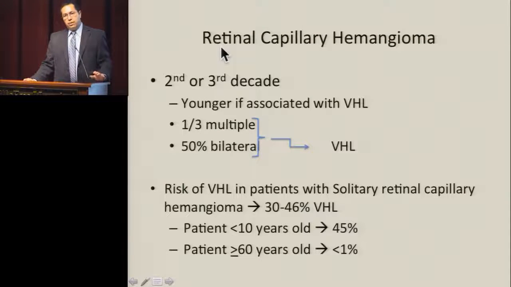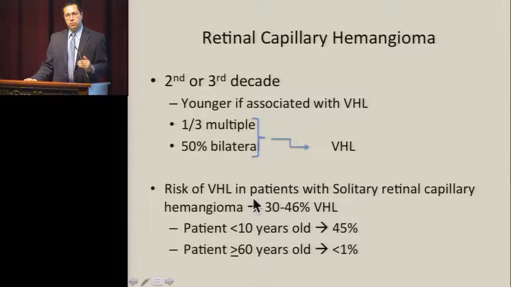Usually they are diagnosed around the second or third decade of life. If the patient has VHL, then usually it's seen in a younger age group. In patients with VHL, about 1/3 are multiple and 50% are bilateral. So if you see multiple, bilateral, almost always you have VHL disease. Many times you see a patient with only one retinal capillary hemangioma, and the question is, what is the risk of having VHL disease in these cases?